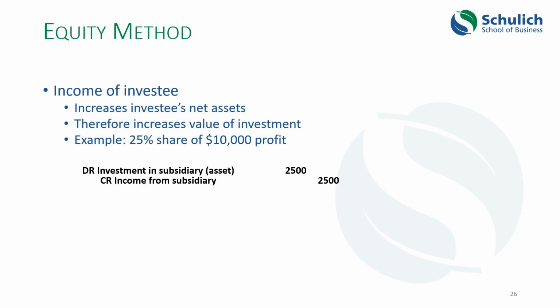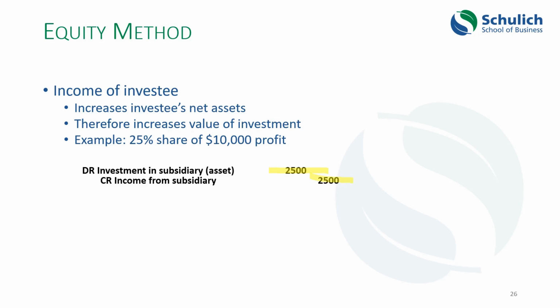Well, the value of the investment has gone up because the equity of the company in which you invested has gone up. So, for example, if the company owns a 25% share in the other company, that's a significant influence over the company, 25%. If that company earns a $10,000 profit, then the investment of the investing company goes up by 1/4 of the $10,000, by $2,500. And that's recorded on the income statement as income from the subsidiary.